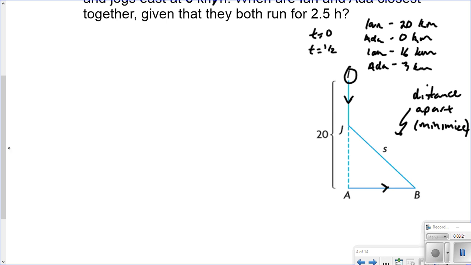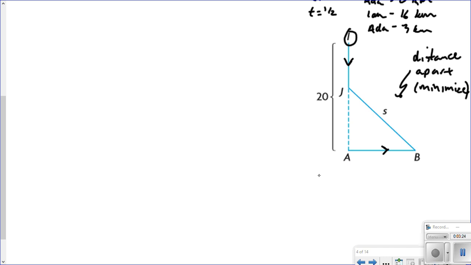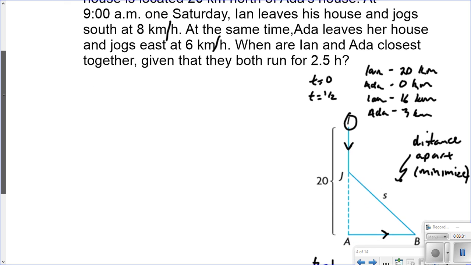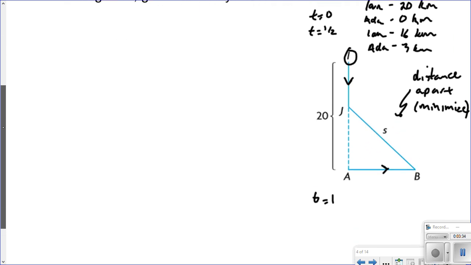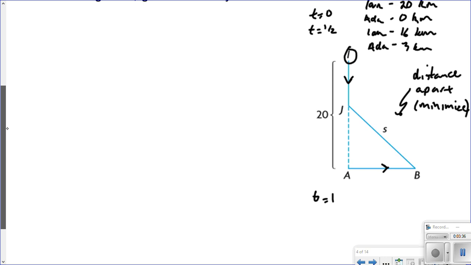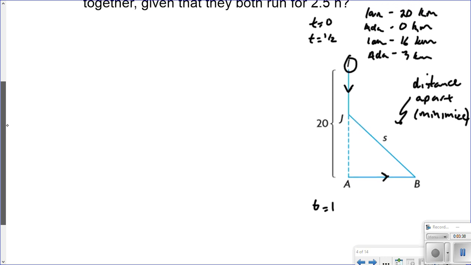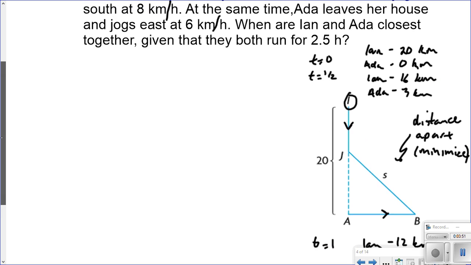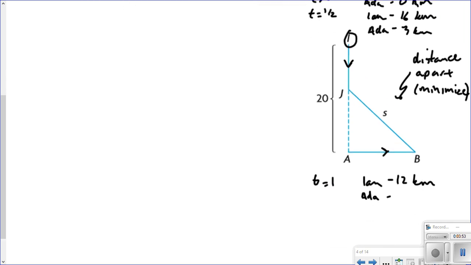Let's do one more. Let's say they traveled for 1 hour. So t equals 1. That would be 10 a.m. on Saturday morning. They've traveled for 1 hour. So Ian has traveled 8 kilometers. He started 20 away from the house, he's traveled 8, so he's now at 12 kilometers away from the house. And Ada travels at a speed of 6 kilometers per hour, and she's traveled for 1 hour, so she is 6 kilometers away.